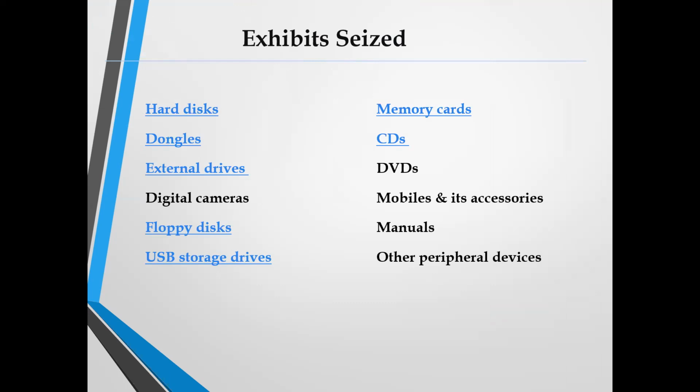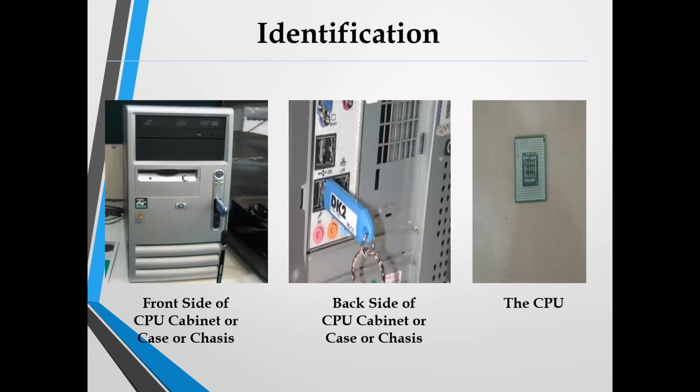Within the exhibits that you find in a place, you pick the following: hardware drives, dongles, which we saw were used a long time ago for internet, external hard drives, digital cameras, floppy disks, USB drives, memory cards, CD-ROMs, any storage devices really. Other accessories, manuals, etc.